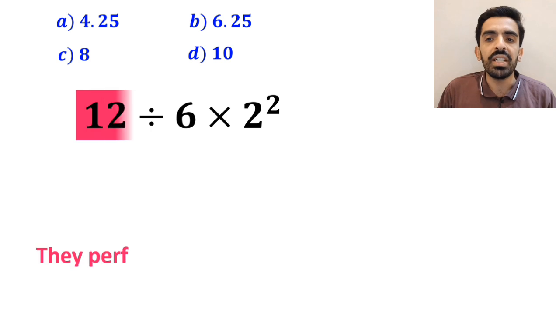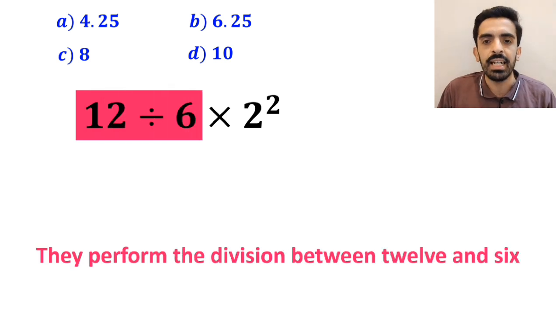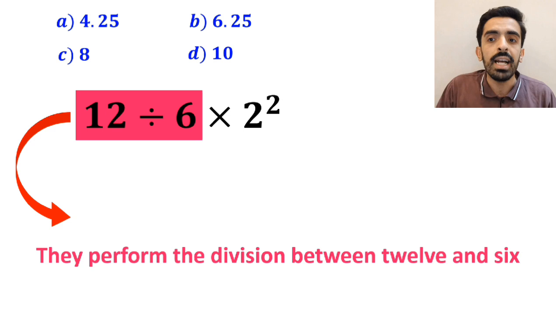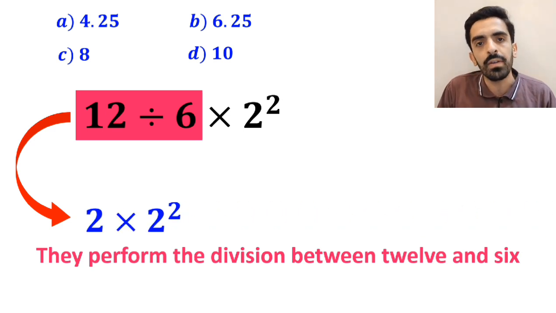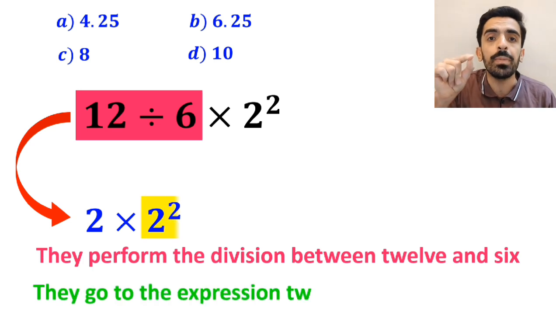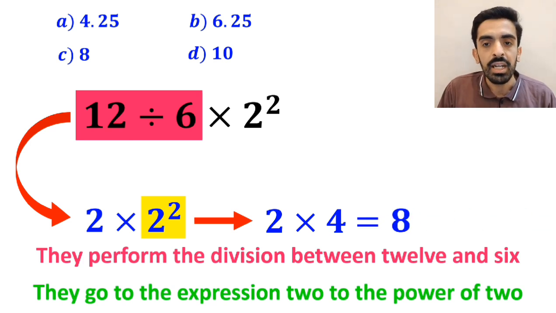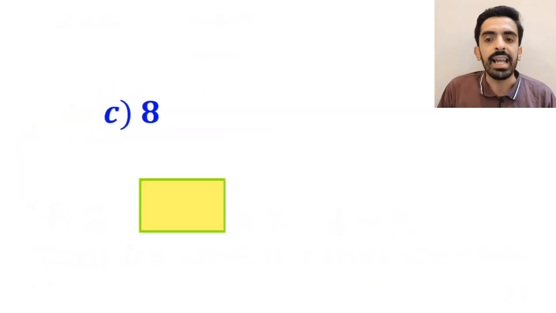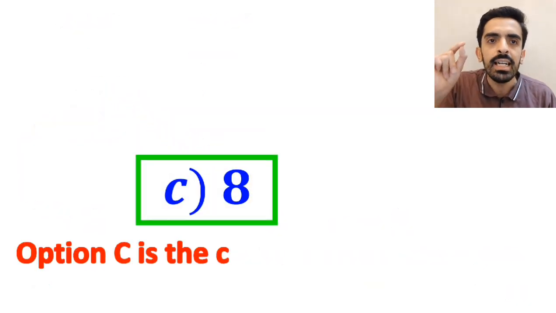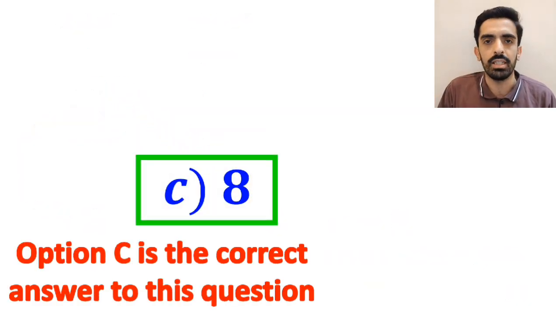Then, they perform the division between 12 and 6, and instead of this expression, they write 2 × 2². And in the final step, they go to the expression 2² and simplify it to 2 × 4, which ultimately gives them the answer 8. Then, without any hesitation, they quickly say that option C is the correct answer to this question.